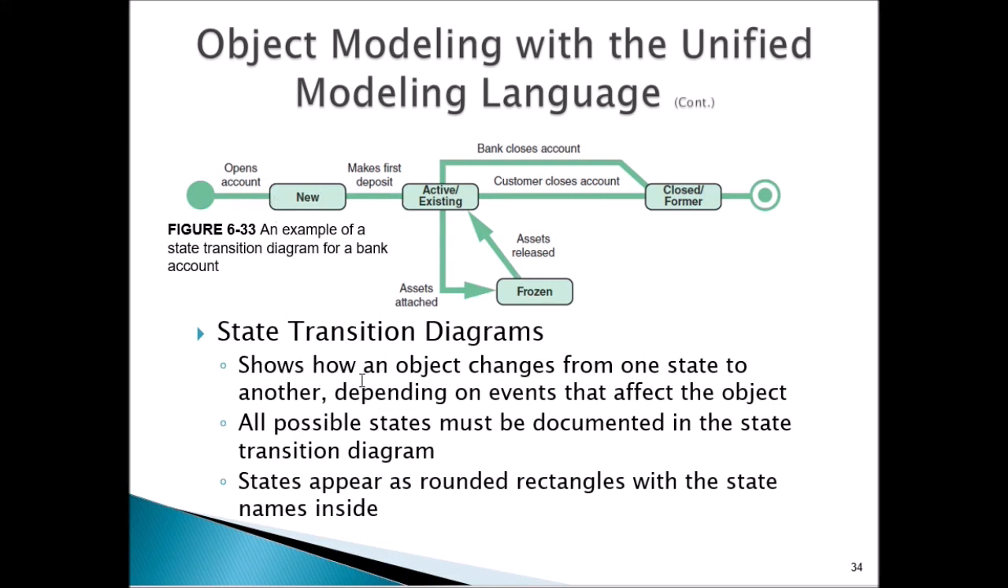It shows how an object changes from one state to another depending on events that affect the object. All possible states must be documented in a state transition diagram. States appear as rounded rectangles with state names inside, so these are the names right here. And just take a second to look at the state transition diagram.